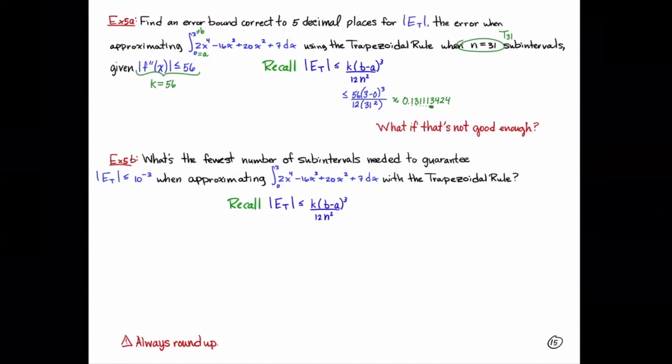But let's take a look at what's really going on here. We're trying to find a bound on the error. And let's say we do round down, but let's round way down. Let's round all the way down to 0.